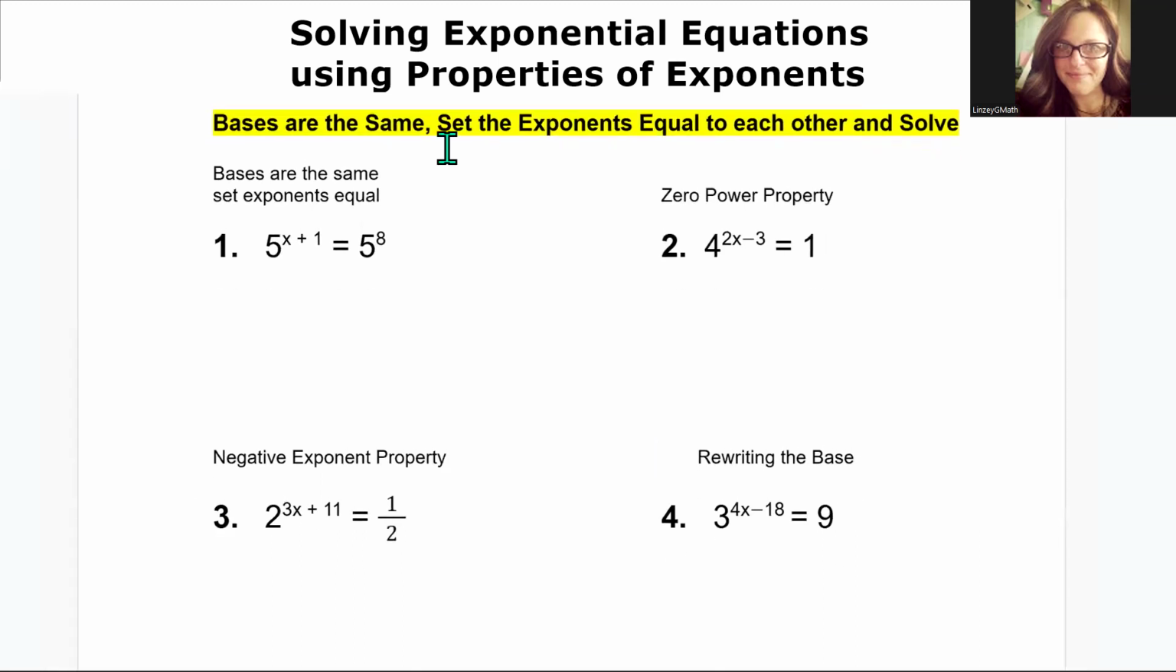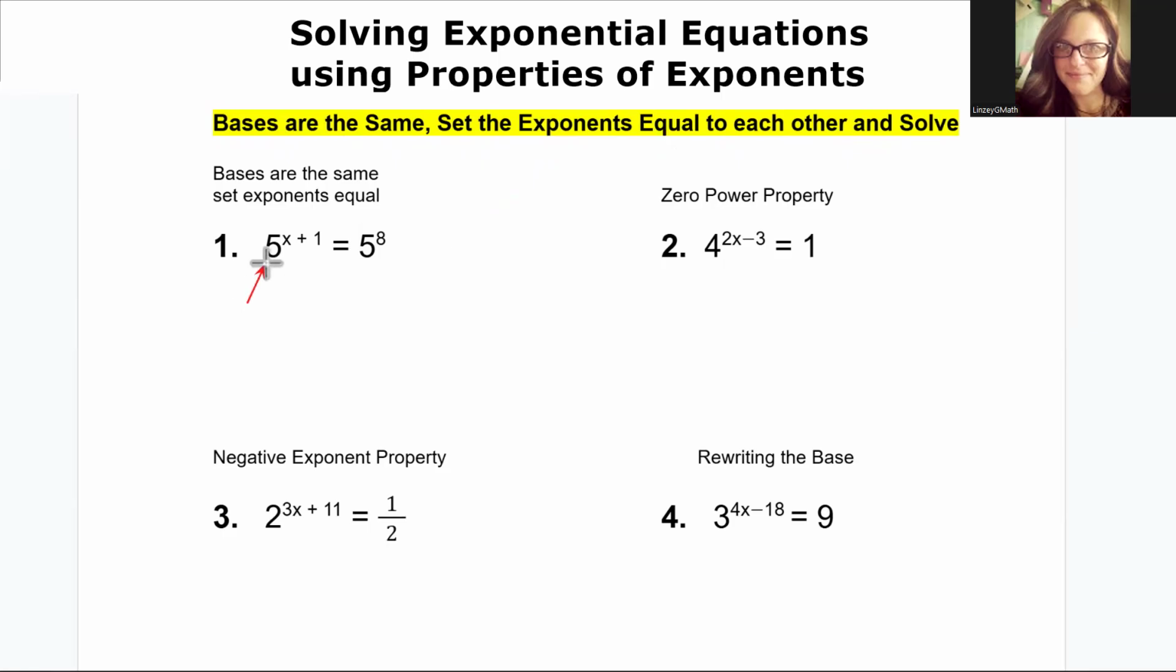The key to solving exponential equations is to make sure that the bases are the same. When the bases are the same, you can set the exponents equal to each other and solve for the variable. Let's take a look at number one.